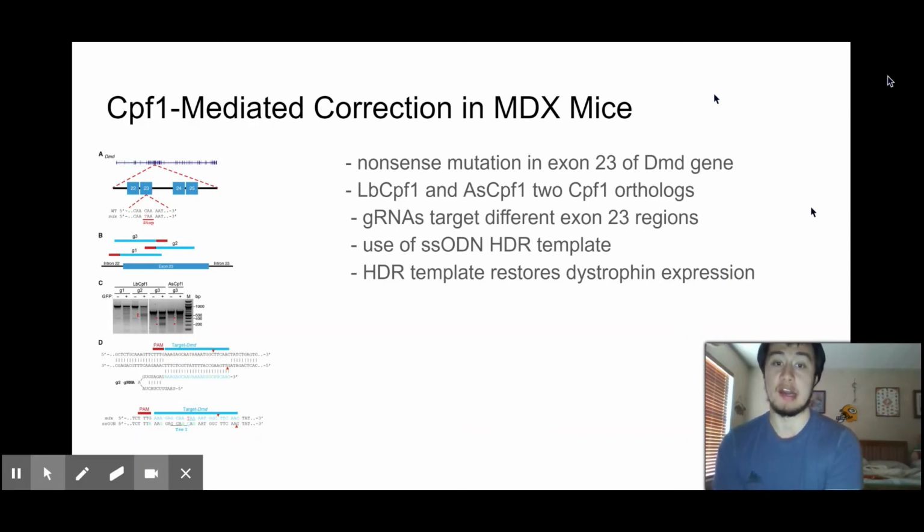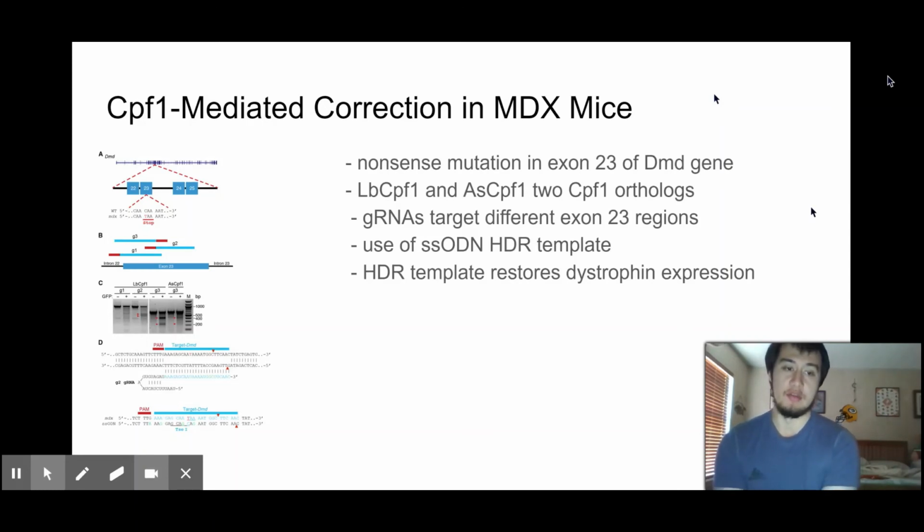Additionally, different guide RNAs target different exon 23 regions, this is shown in figure B, and through the results of these tests, it was determined that LB-CPF1 used with the G2 guide RNA generated the greatest occurrence of indels in mouse fibroblasts, and therefore they were used for the purposes of this experiment. The specific technique used to correct the nonsense mutation in exon 23 of the DMD gene is called HDR, homology-directed repair.